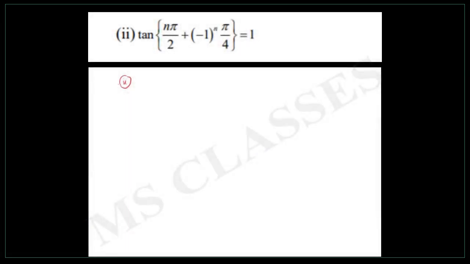It is given tan of n pi by 2 plus minus 1 to the power of n pi by 4. Now we have to prove that this is equal to 1. As I have always told you, if we have here n pi by 2 plus minus 1 to the power n pi by 4, here n is there. Now here we don't know what it is. Here n can be an odd number, n can be an even number also.